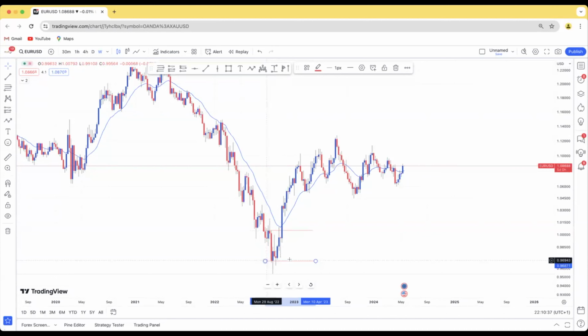Okay, this is on the weekly time frame. I do this for the weekly, do it for the daily, and then I also do it for the 4-hour time frame.